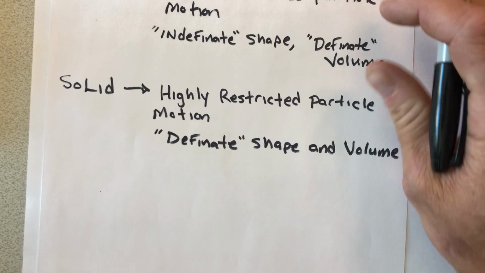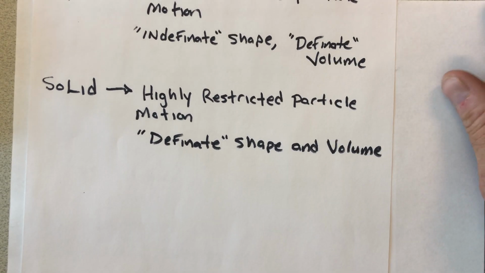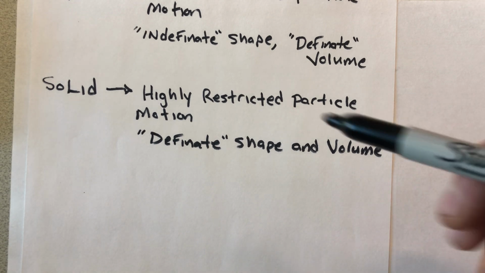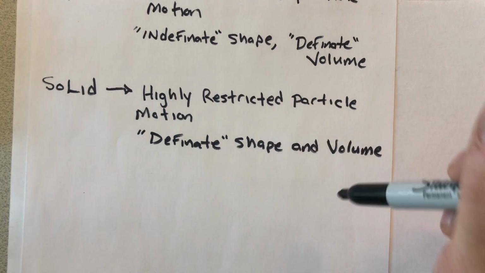And then solids, the particles that make up a solid substance, the motion of those particles is highly restricted. They don't really move around like the particles of gas or liquid can. They just sit tightly next to each other. If there's movement, it's sort of in the form of a vibration of the particles. These guys have a definite shape and a definite volume.